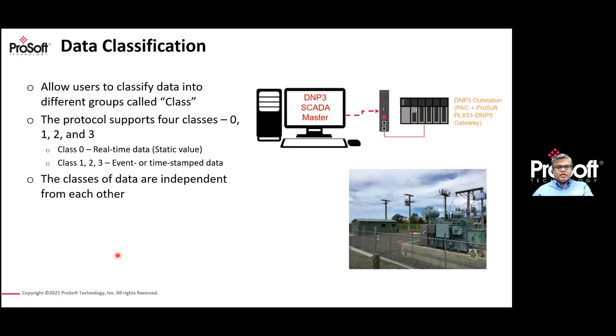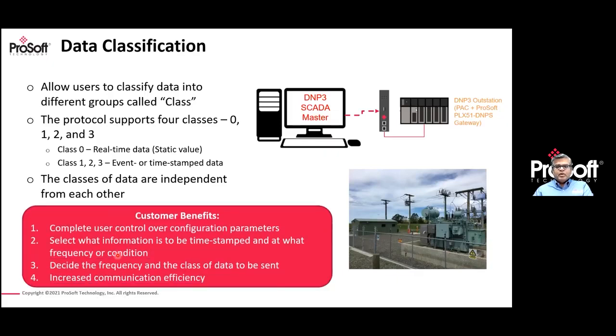These data classes are independent of each other. So where you've got 4 classes, 0, which is real-time data, and then 1, 2, and 3, which are timestamped, they're all independent of each other, which allows you to bring only a certain type or class of data during a particular communication sequence. So the customer benefits: the user has complete control over the configuration. Like I said, you're not in a position where you have to configure all of your, for example, digital I/O to be one type. You don't have to do that.